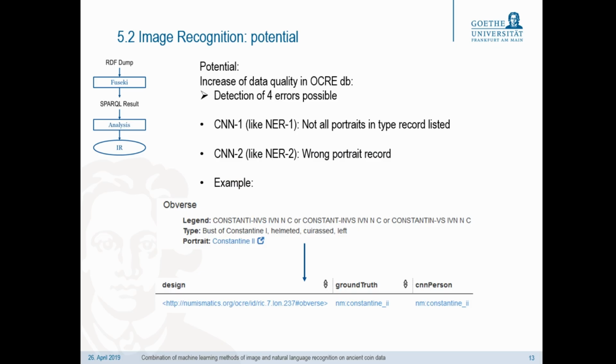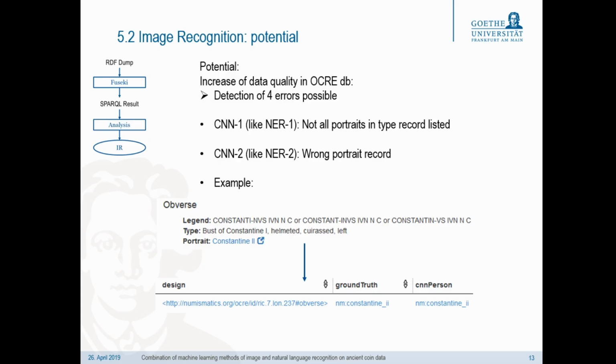So let us move on to the potential of the image recognition. Basically, the possibilities of detecting errors in the OCRE database are very similar to the NER pipeline. CNN error, which matches the NER1 error, in finding additional portraits is one of those. At the moment, the IR model has the problem that we haven't enough coins with 2 or more portraits in the database to train this properly.